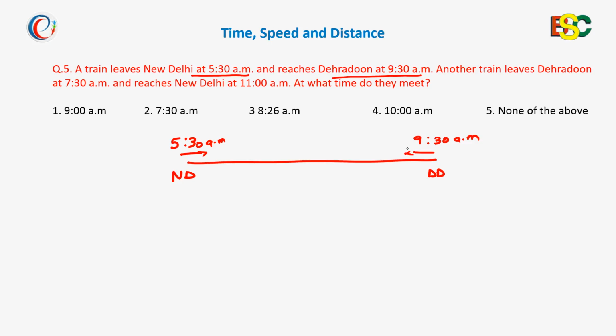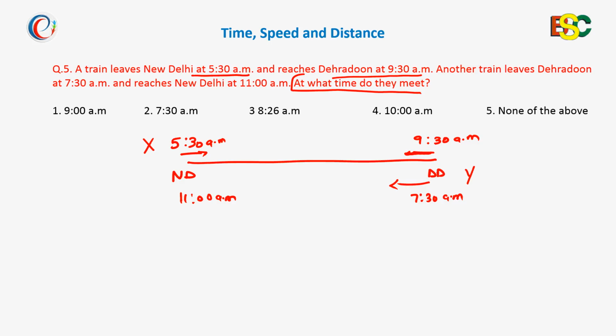Now another train leaves Dehradun at 7:30 a.m. and reaches New Delhi at 11 a.m. So suppose the train leaving from New Delhi is X and the train leaving from Dehradun is Y. Now we have to find the time at which they meet.